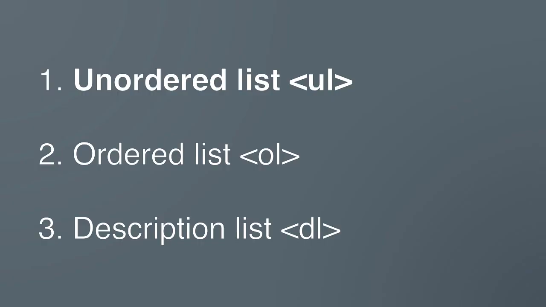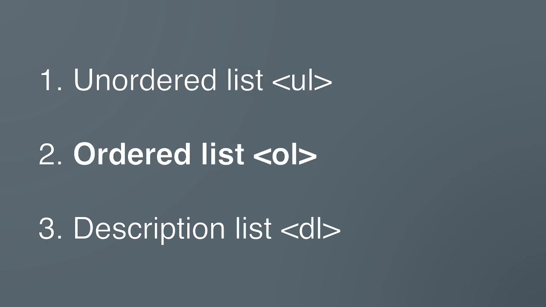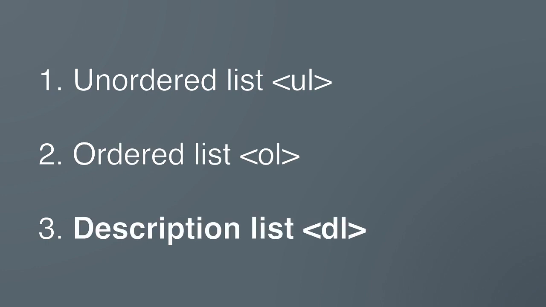To review, we can use an unordered list when the ordering doesn't matter. We can use an ordered list when the ordering does matter. And we can use a description list when we're describing something. I'll see you in the next lesson.